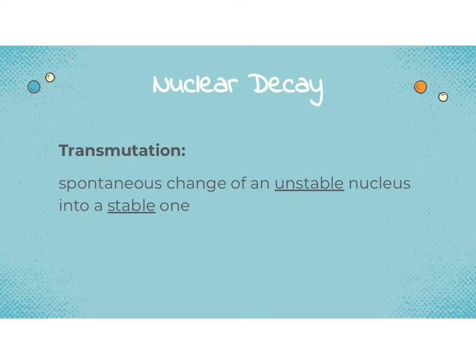So the form of radiation we'll be talking about in class today is nuclear radiation, and this is the radiation released when a nucleus decays. So transmutation is the process that we are talking about, and it is a spontaneous change of an unstable nucleus into a stable nucleus. So not all nuclei are stable, and so to become stable, they decay.